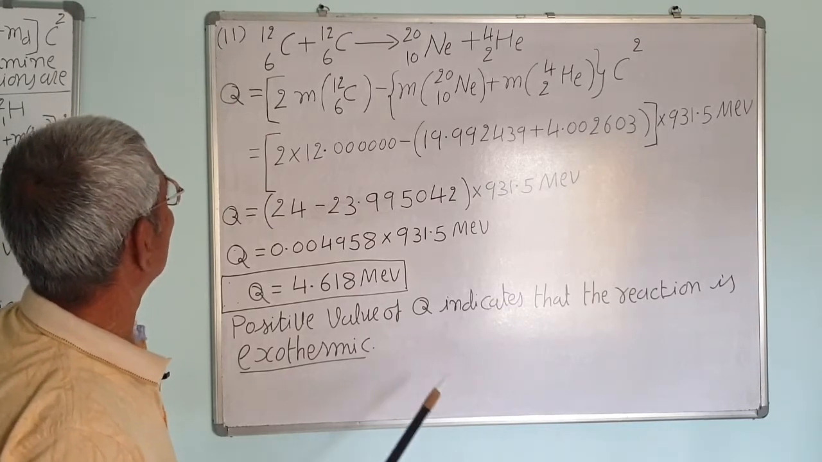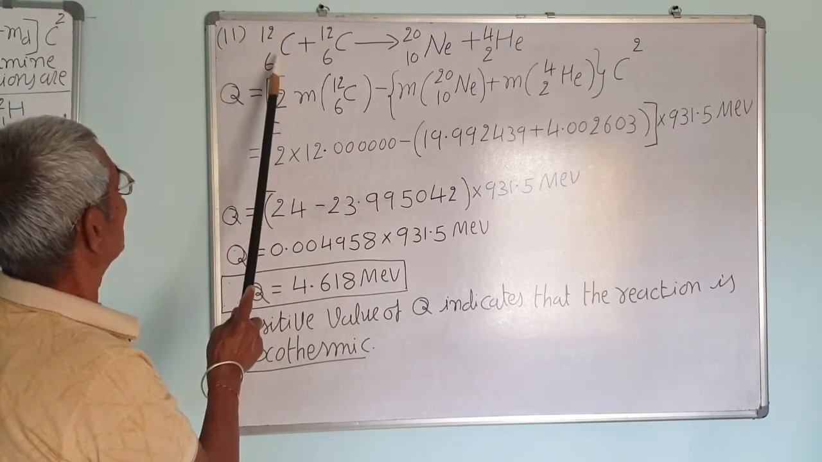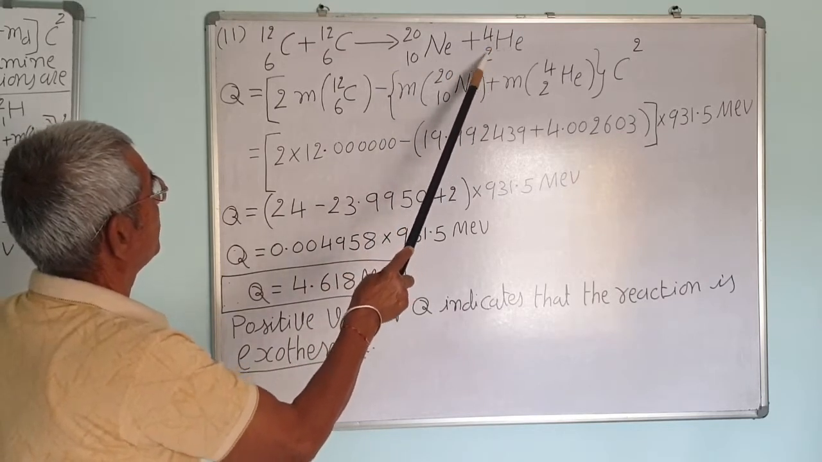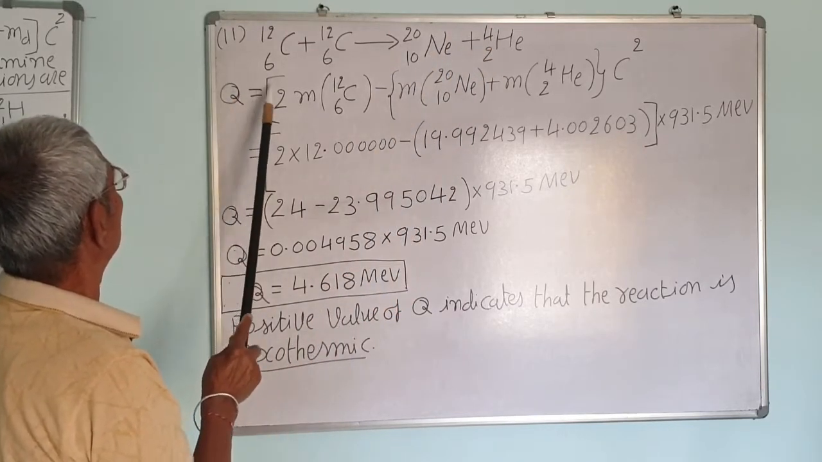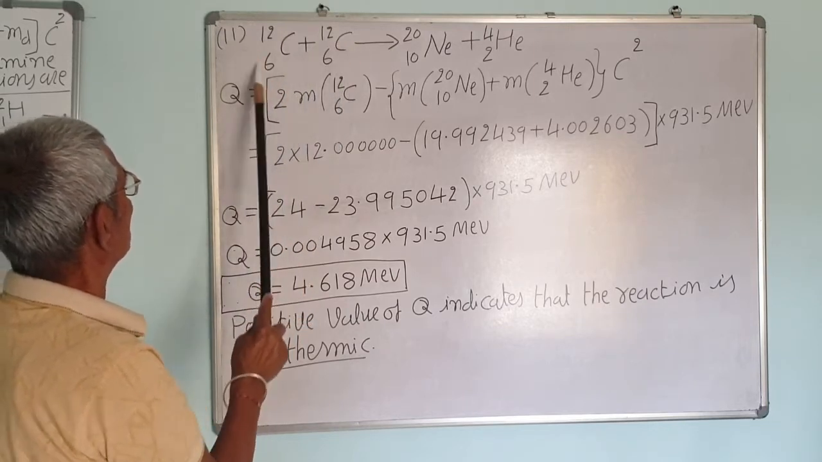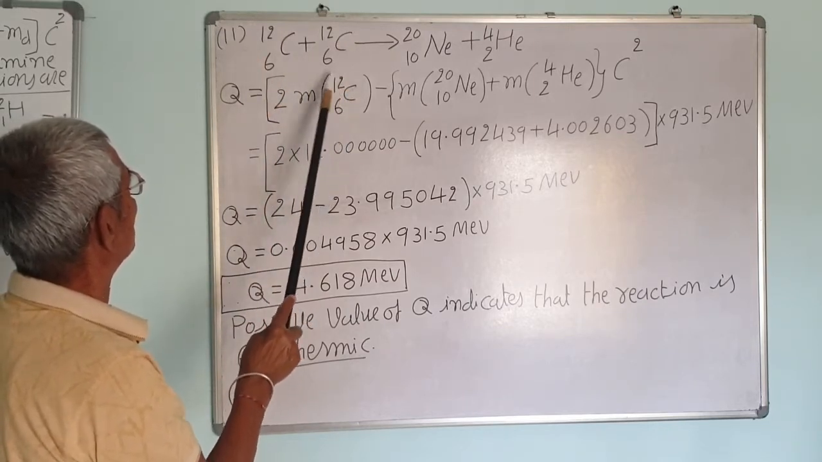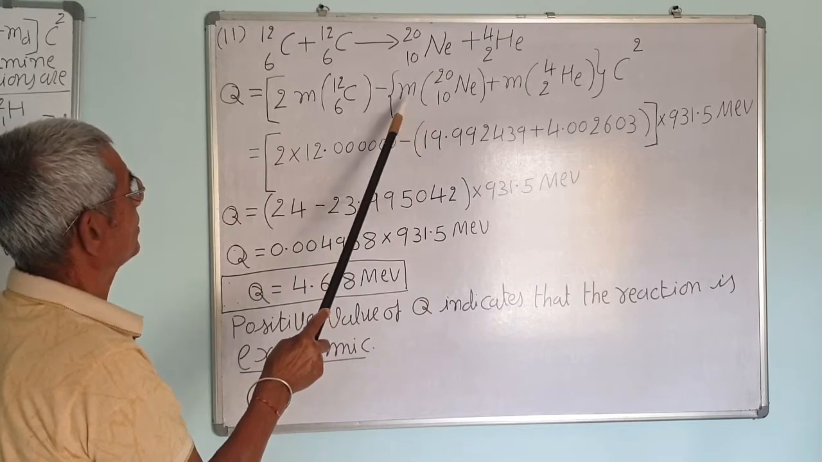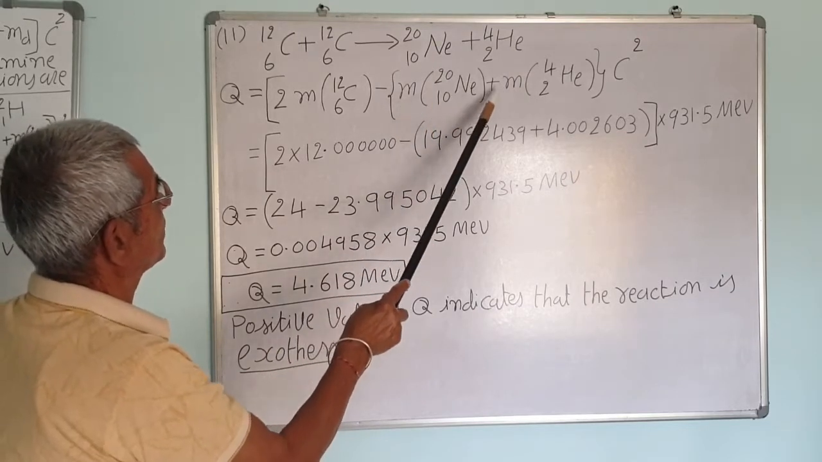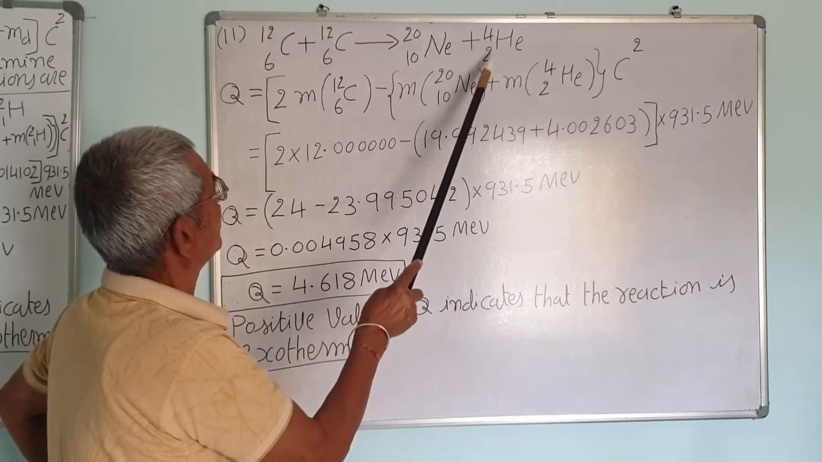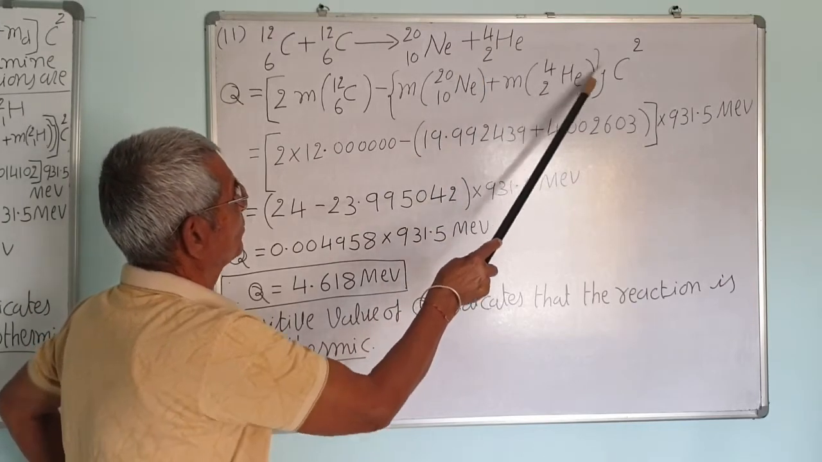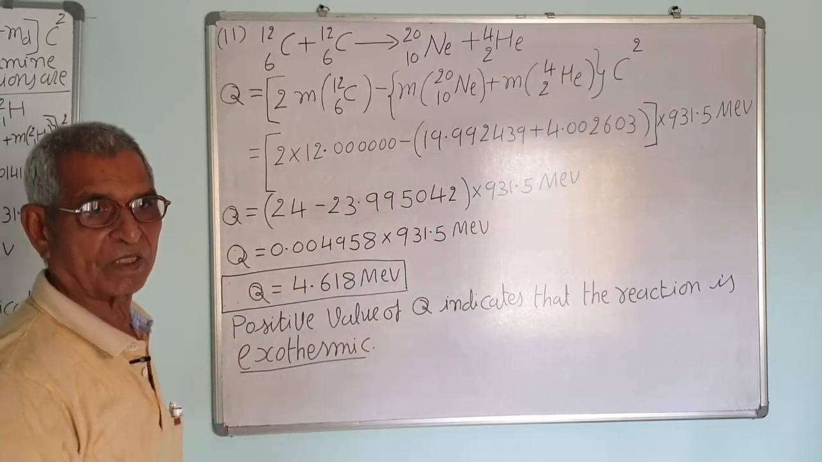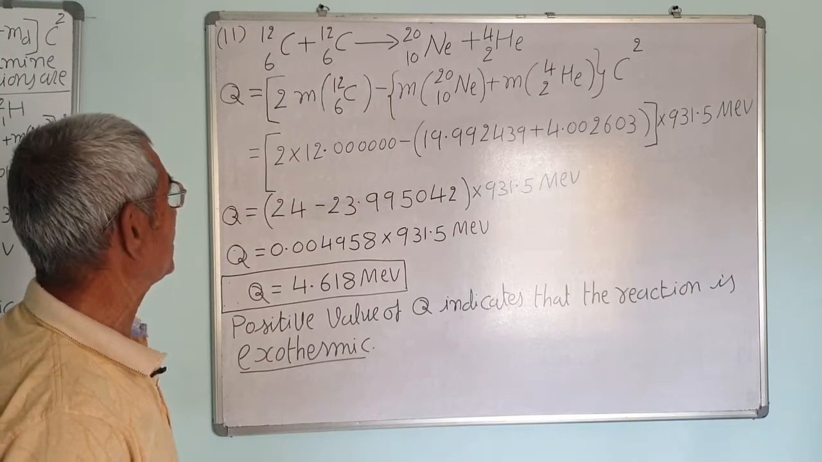Let us see now the second case, the carbon, it forms neon and He-4. So, Q is equal to 2m, carbon, 2 atoms, that is 2 nuclei, that is 2 carbon C-12, that is double mass, minus the mass of the product, that is neon-20 plus mass of the helium-4, squared, multiplied by c squared. This mass defect multiplied by c squared, you will get the energy according to the Einstein equation.